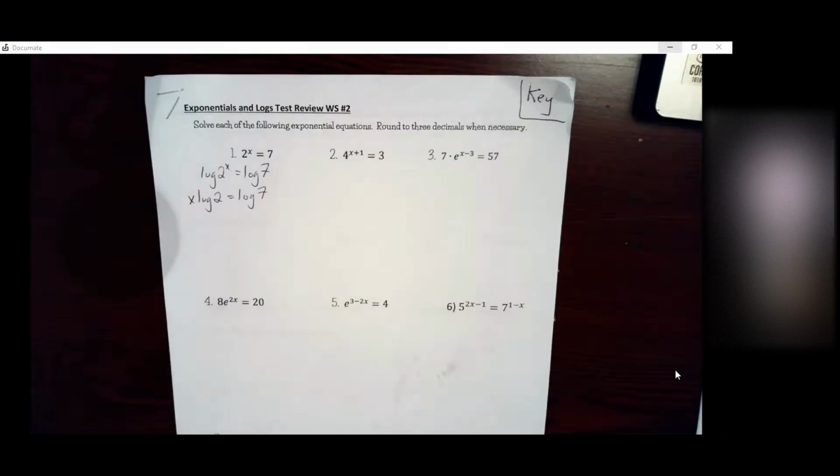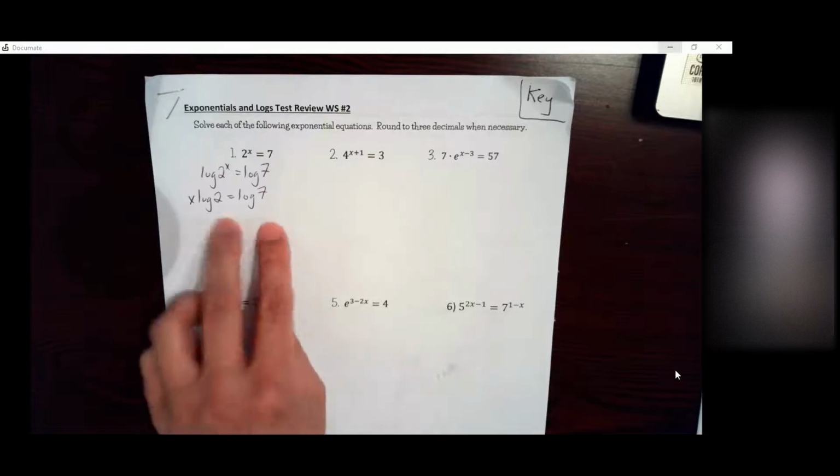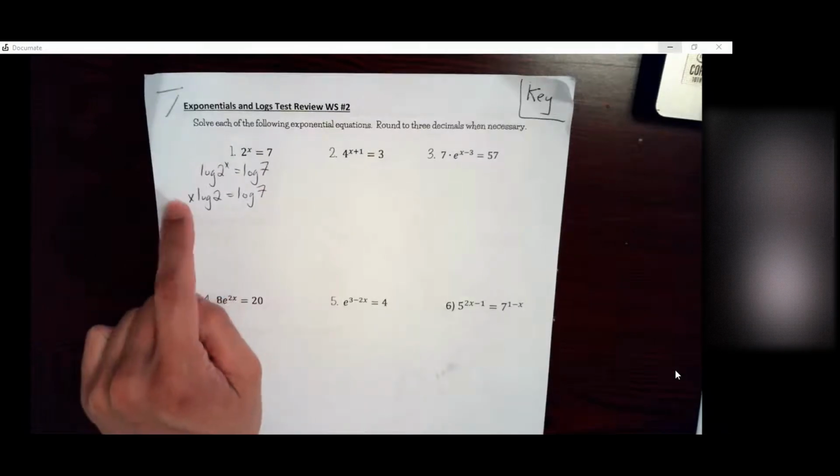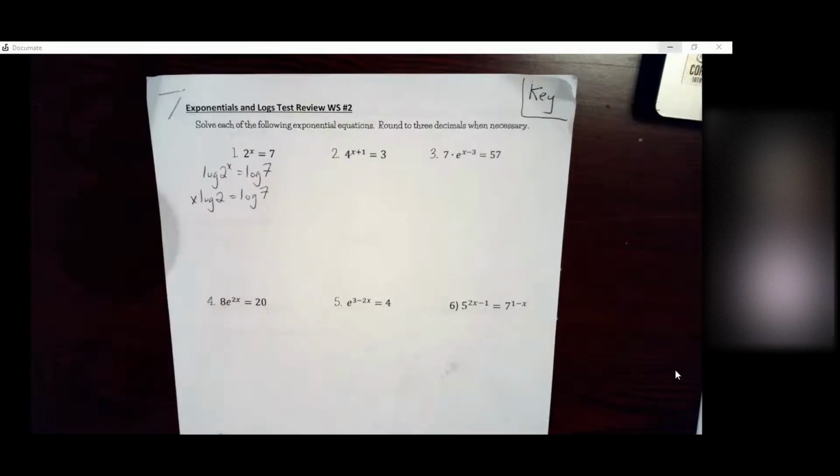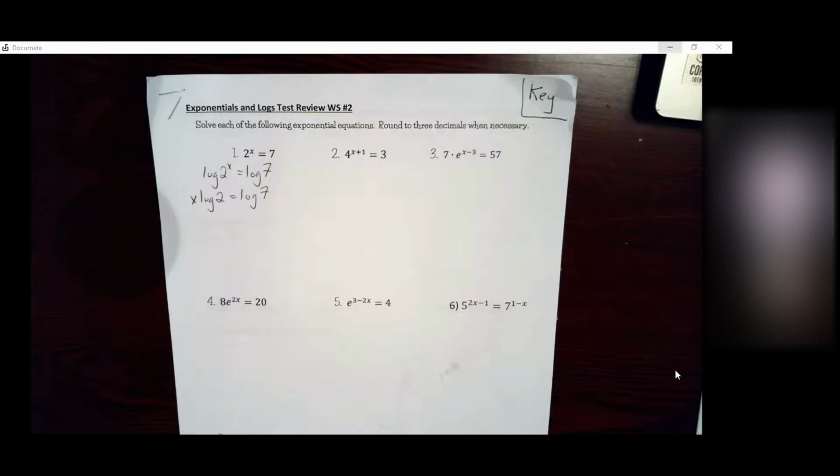Can we cancel out the logs or no? Well, you want to get x by itself. So what can we do to get x by itself? We can bring log 2 to the other side. So x equals log 7 over log 2. That's acceptable, or you can plug it into the calculator, which will give you a decimal number. But log 7 over log 2 is acceptable.